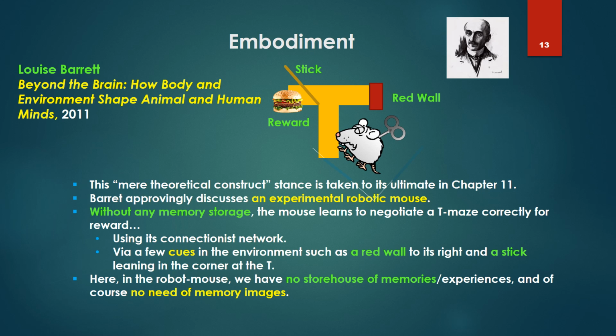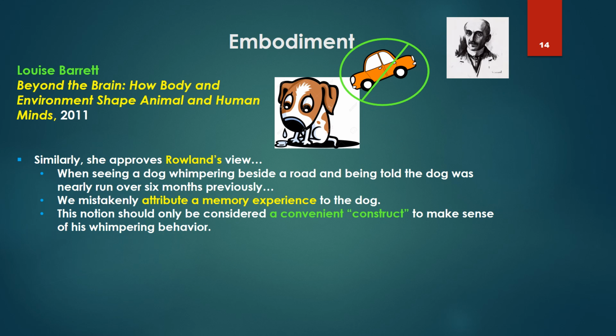It uses its connectionist network. It's a connectionist mouse, a neural network mouse, and a few cues in the environment, such as a red wall on the one side to the right, and a stick leaning in the corner at the T. So here in the robot mouse, we have no storehouse of memories, no experiences, no images whatsoever, no need of memory images. Similarly, she approves Mark Rowlands' view, who we'll talk about later.